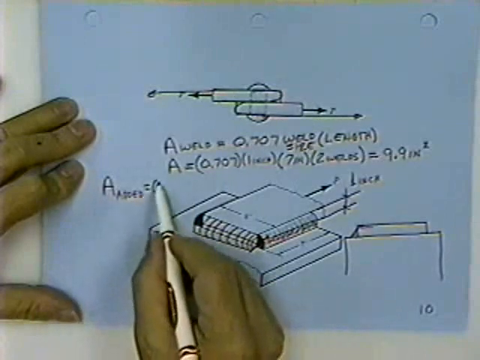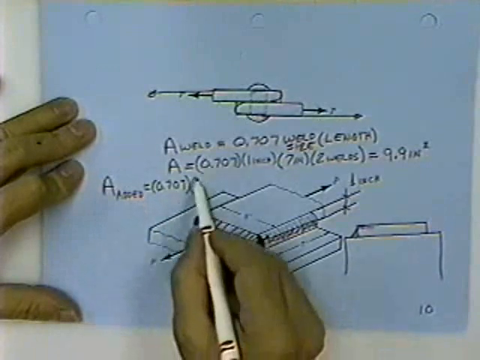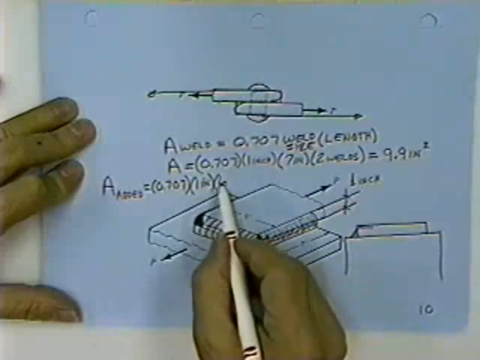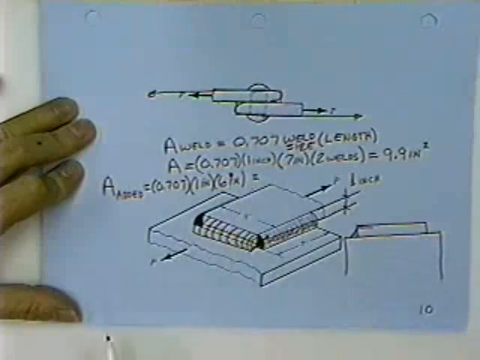would merely equal 0.707 times, it's a 1-inch weld, that gives me the throat dimension, times 6 inches, and I would simply add that to the 9.9 for the total area of the weld.